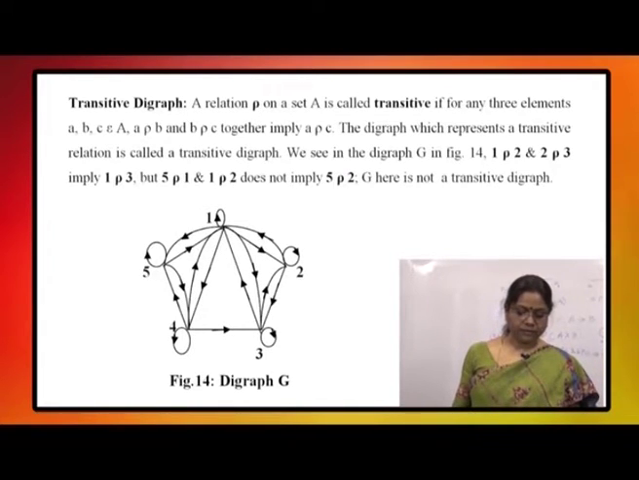But if we see it more clearly, then we can see that 5 rho 1 and 1 rho 2 holds, but 5 rho 2 does not hold. So the digraph given in figure 14 is not a transitive digraph.